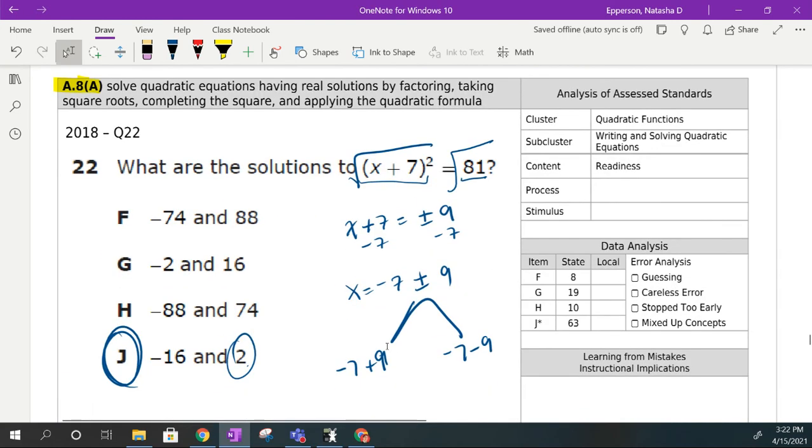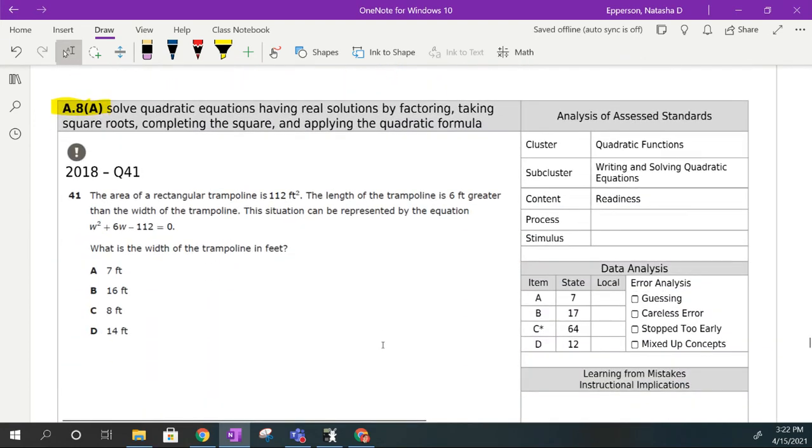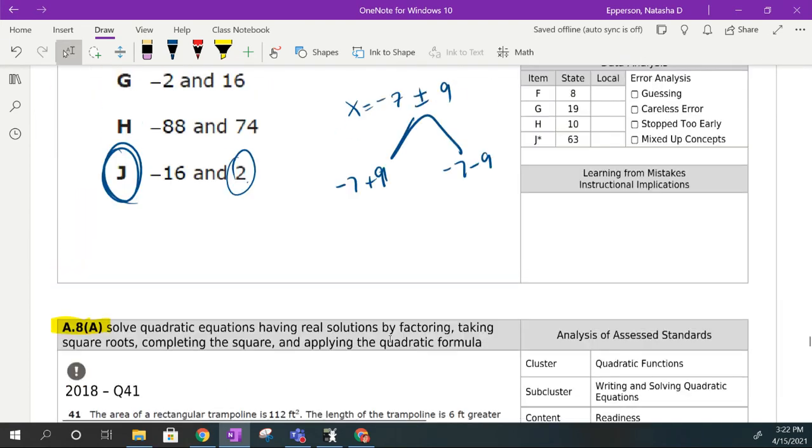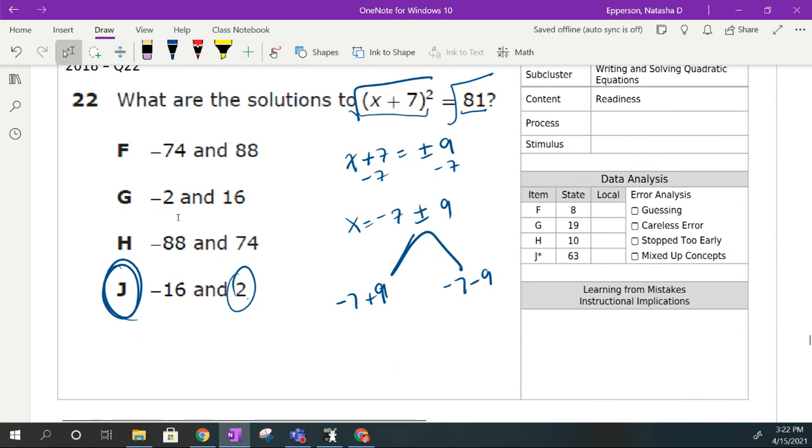You could have also checked it by plugging in your number for x and then solving to see if it matches 81. I'm going to go ahead and stop here on this video, and then I will continue in the next one. See you then.